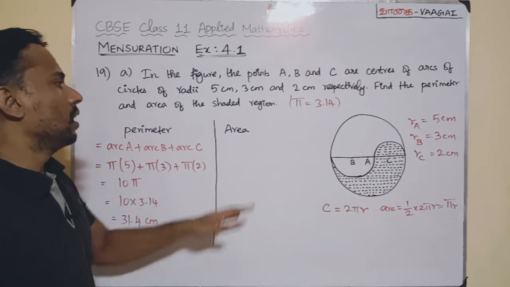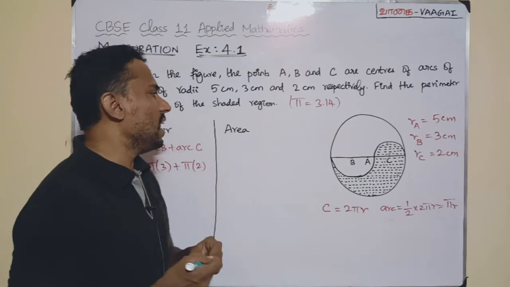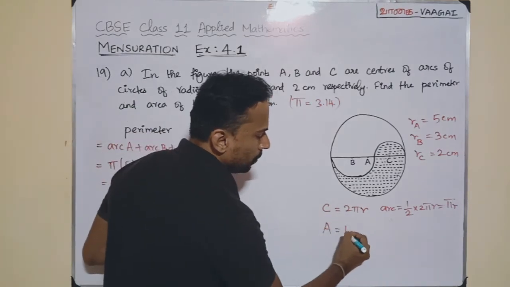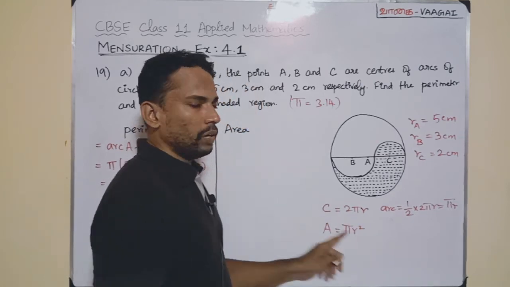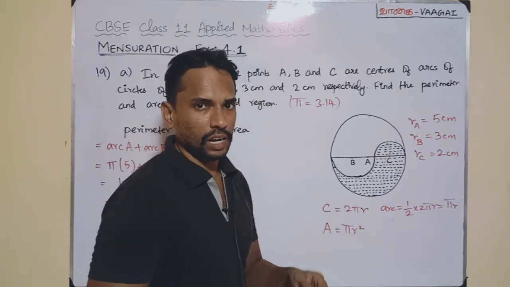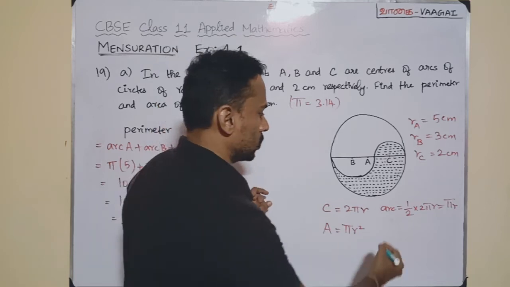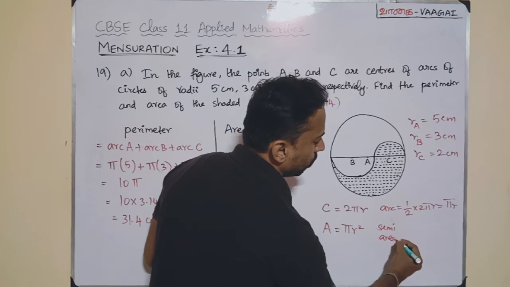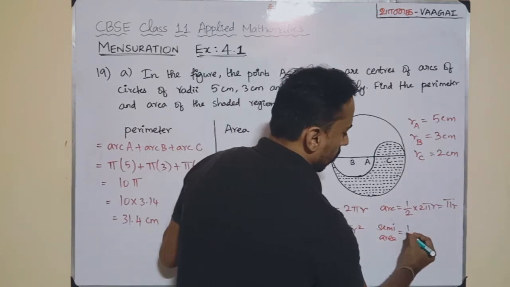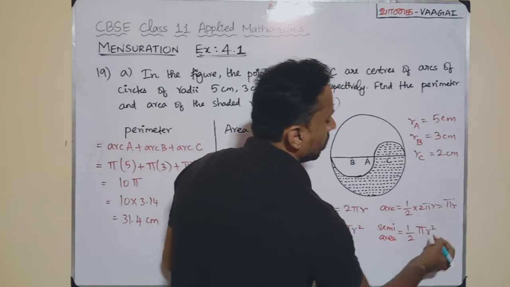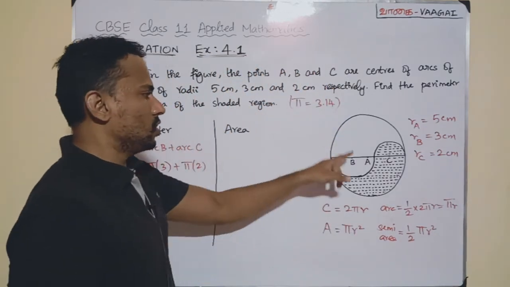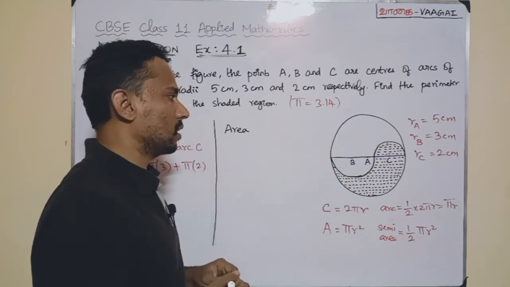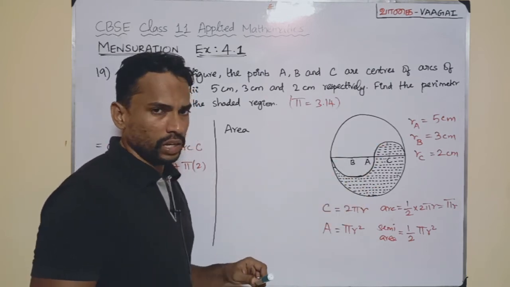Now coming to the next portion, area. Now we need to find the area. What about the area? Area of the full circle will be pi r square. But here we are going to find the area of half a circle, I mean, the area of the semicircle only. So the semicircle area will be half of pi r square. So half of pi r square will be the area of each of these portions, because we have 3 semicircles. That means we need to do the calculation very carefully.